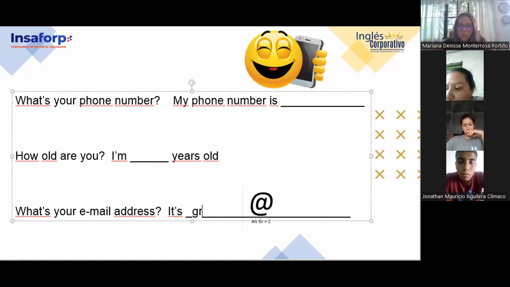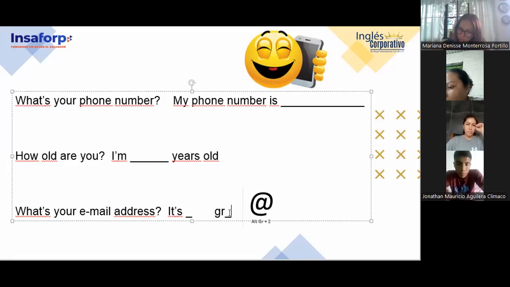Digamos que yo voy a poner GR, ok, y voy a poner underscore, and then voy a borrar estas, ok, para que no salga bonito. Okay. GR, voy a poner el underscore. Este no es underscore, lo voy a hacer para acá para que no se confundan, ok. GR, y le voy a poner mi apellido, right? Teacher, ¿y el punto cómo se dice? Eso, a eso voy, ajá, a eso voy, ok. GR underscore beteta, este se llama at, ok. El arroba se llama at.